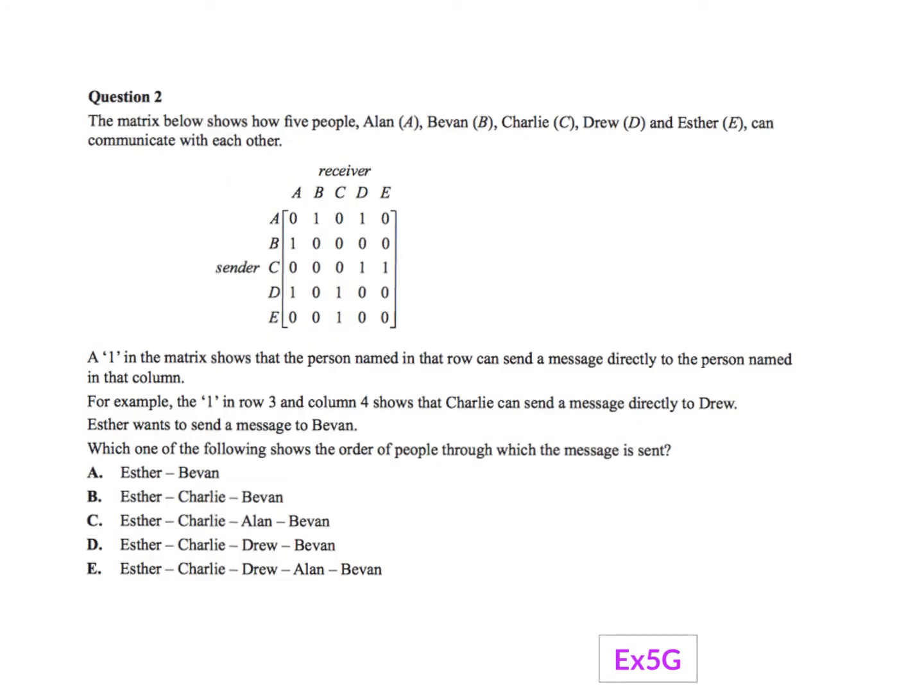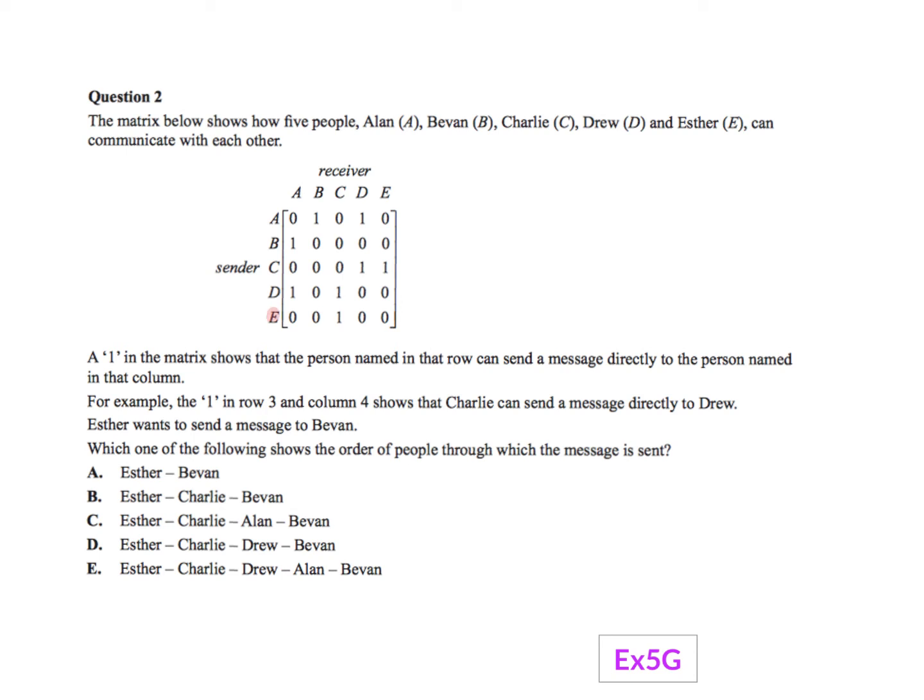The matrix below shows 5 people, Alan, Bevan, Charlie, Drew and Isa, who can communicate with each other. A 1 in the matrix shows that the person named in that row can send a message directly to the person named in that column. That's the case with all communications. They're going to tell you that in an exam just so that it's clear the rule is set. For example, a 1 in row 3 and column 4 shows Charlie can send a message to Drew. Isa wants to send a message to Bevan. Which one of the following shows the order of people through which the message is sent?